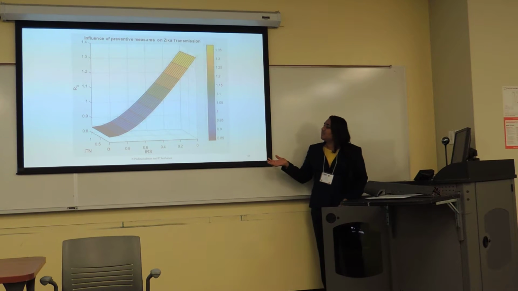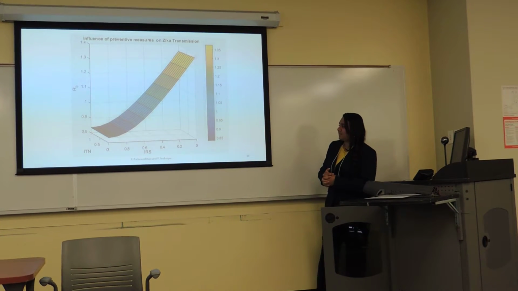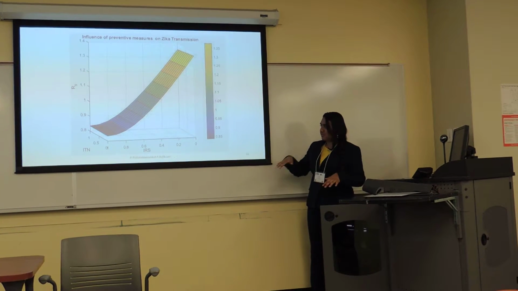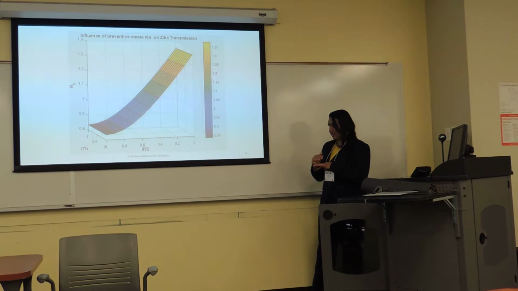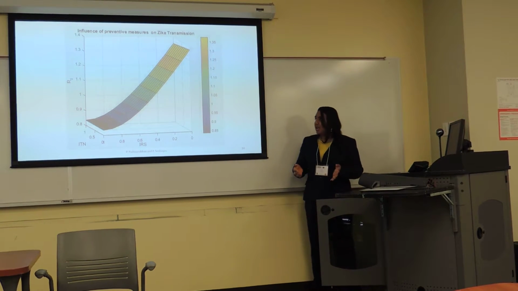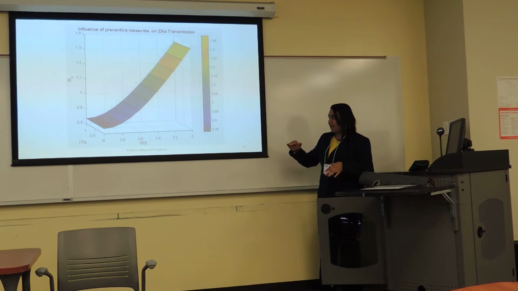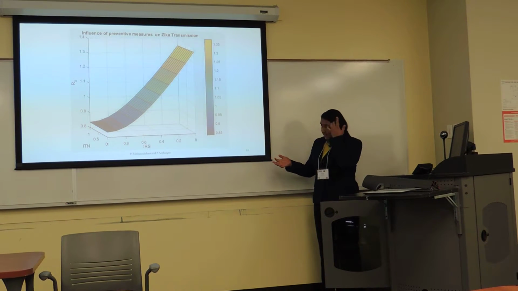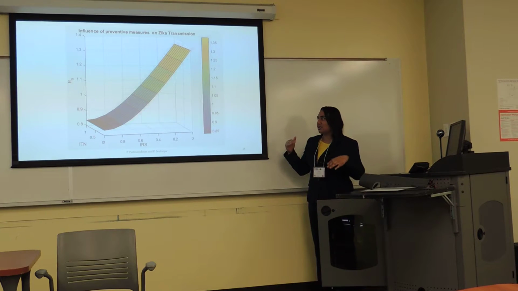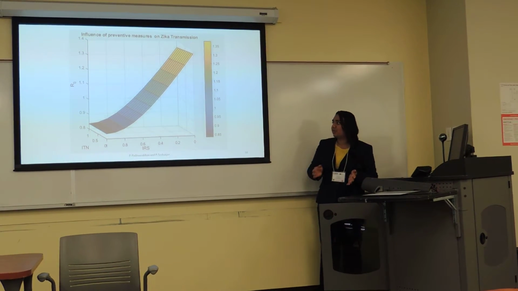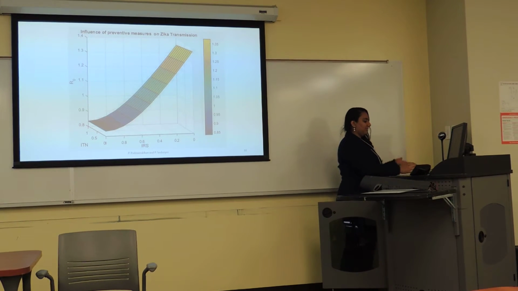So this is one of the simulations that we were looking at, and this was done in MATLAB. It shows we have our ITN and IRS on our X and Y axes, and both of them range from 0 to 1. We were looking at how, as we vary the parameters for these values, we could see where specifically the R naught value would be less than 1. So that would be the most useful.